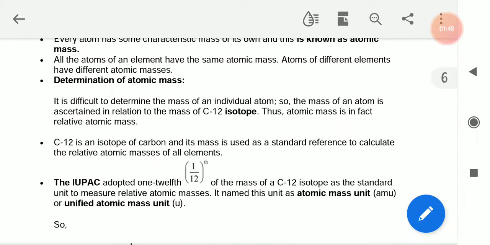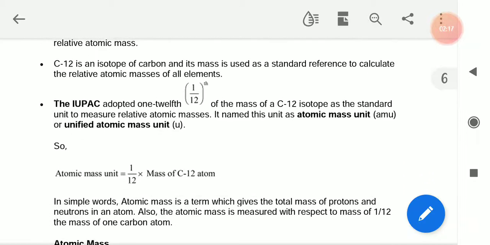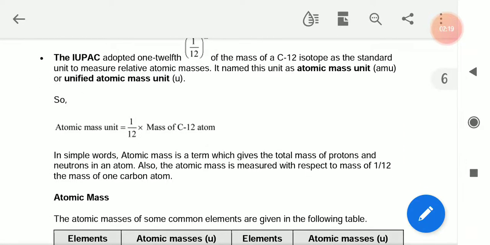C12 is an isotope of carbon and its mass is used as a standard reference to calculate the relative atomic mass of all elements. The IUPAC adopted 1/12 of the mass of a C12 atom as a standard unit. That is known as the atomic mass unit, AMU, or unified atomic mass unit, u. Atomic mass unit is equal to 1/12 of the mass of a C12 atom.